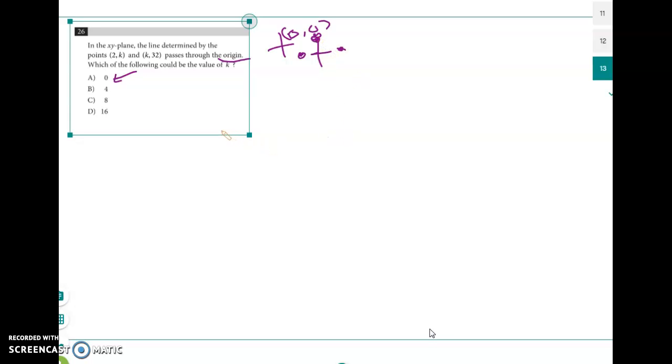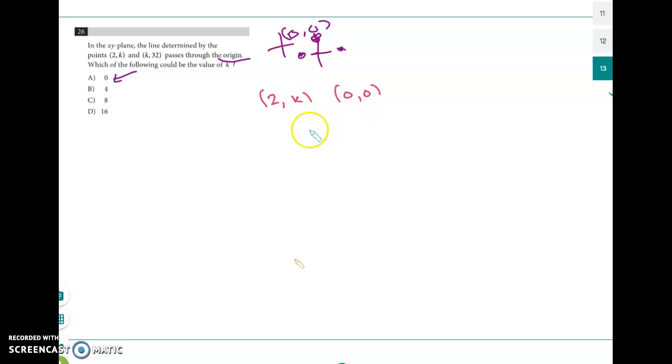Okay. So it says these 2 points pass through the origin, right? Yeah. So when the points pass through the origin, which of the following could be the value of k? So what can we think of for this one? First of all, let's see what the slope is by using one of the points. If I say 2 and k, and I know they go through the origin, I can use that point to find the slope. Slope is change in y over change in x. Basically, I can use k minus 0 over 2 minus 0, which is k over 2.